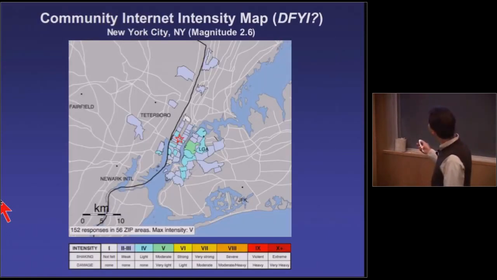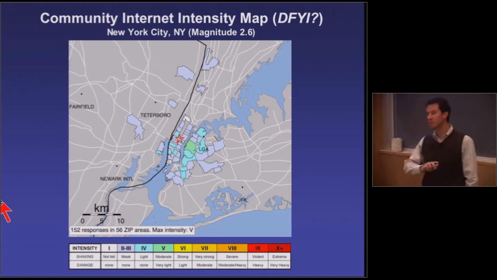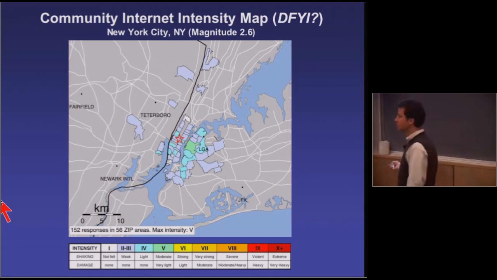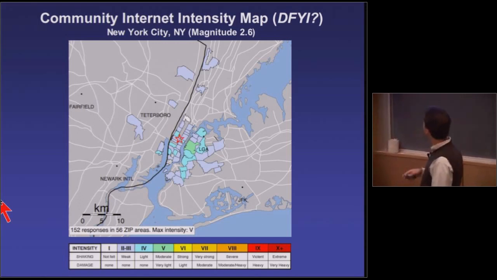In Manhattan, this is Manhattan Island, we've got a bunch of responses for the magnitude 2.6. We have never touched this in the past with the postal questionnaire, which is too time-consuming and too expensive. So we see this all over the country now, things that we haven't ever seen in the past, and it's very enlightening.